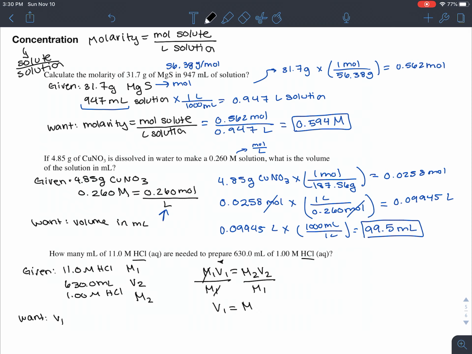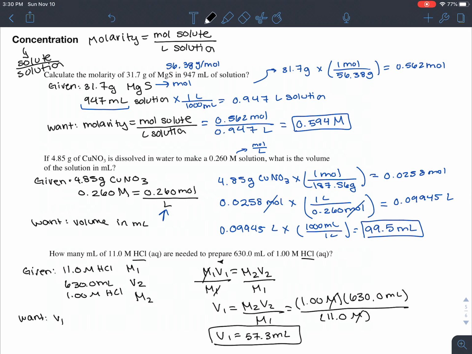Now, you're looking for V1. So you divide both sides by M1, very similar to different equations we've done before, and isolate. Then you plug it all in. Your M2 is 1 molar, and you can leave your milliliters the way that it is because it doesn't specify that you need liters. Then divide by the molarity of 11. Your molarities cancel, and you'll be left with a volume unit of milliliters, which is what you want. 1 times 630 divided by 11 is 57.3 milliliters.